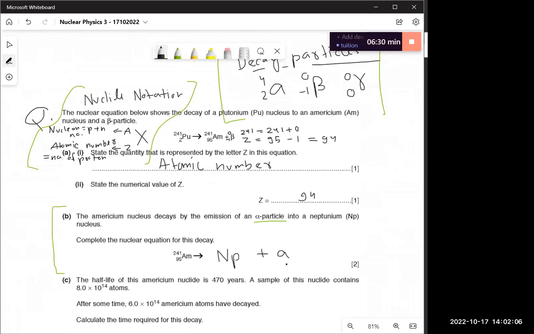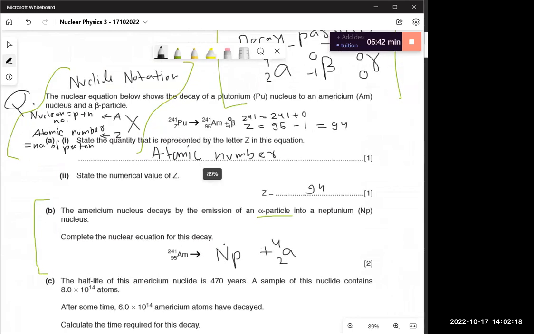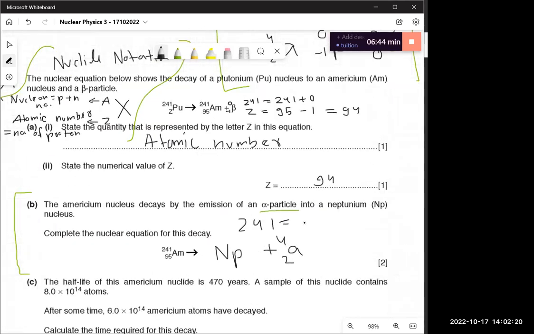We're not getting anything else. Now, I don't know what the nucleon number for Np is, or the atomic number for Np. But I do know that alpha is 4 and the atomic number is 2. So therefore, let's call these X and Y: 241 is equal to X plus 4, and 95 is Y plus 2. So tell me, Neha, what is X and Y?